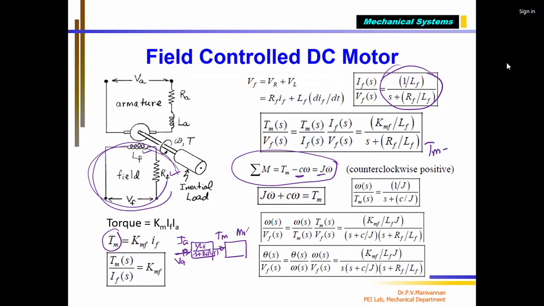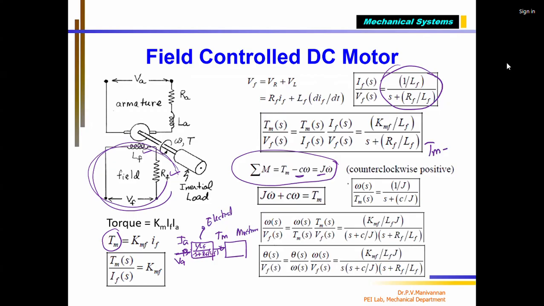This is the mechanical system. This is the electrical system. Please don't think that there are two separate coils. You supply voltage to only one coil, and because of the magnetic flux, torque is produced. The torque is given as input to the mechanical system.